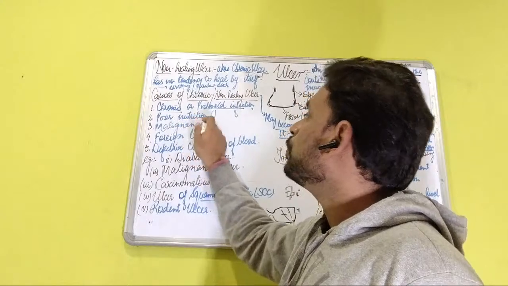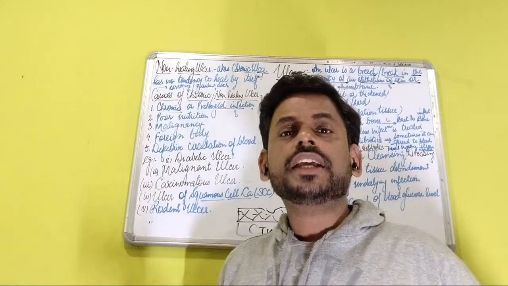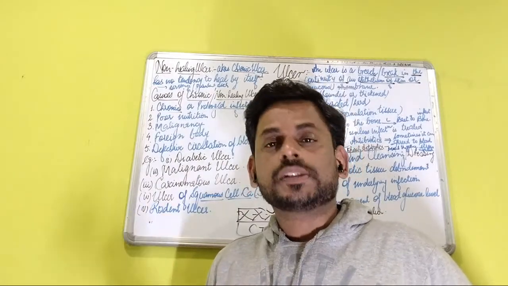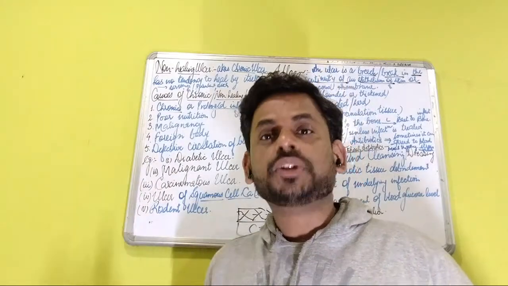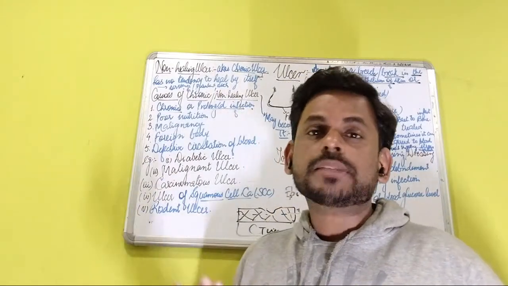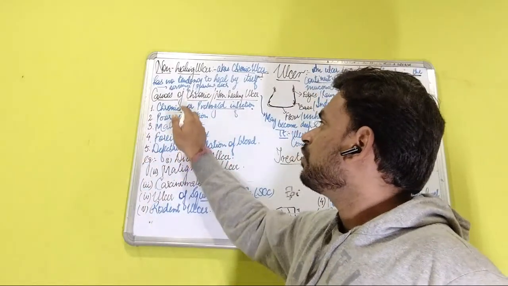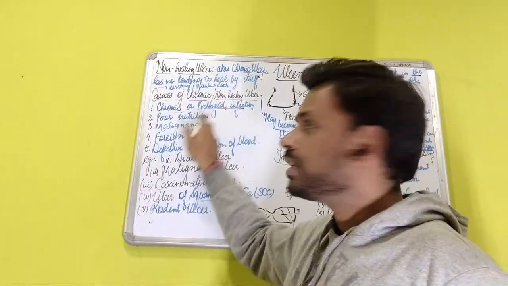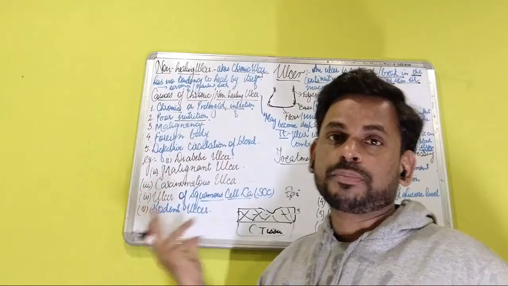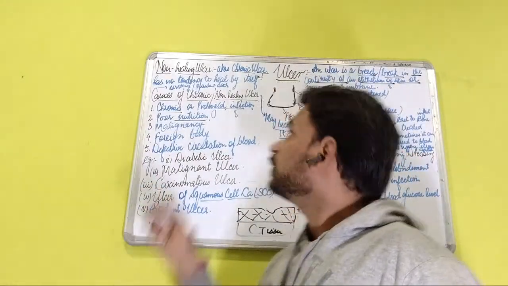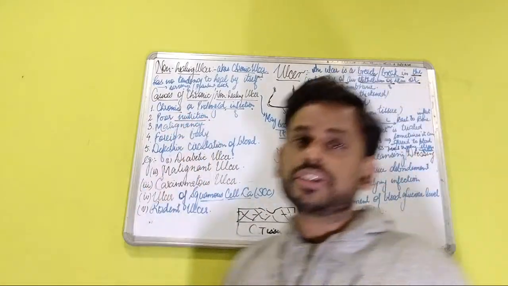The next is poor nutrition. If the body is not getting the adequate amount of nutrients required for the health of the skin and the mucous membranes, that can also lead to the formation of an ulcer. So first was a chronic or prolonged infection, and the next is poor nutrition. If body parts have poor nutrition, that will give rise to a non-healing ulcer. Next is the condition of malignancy.